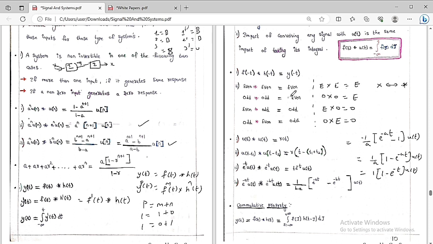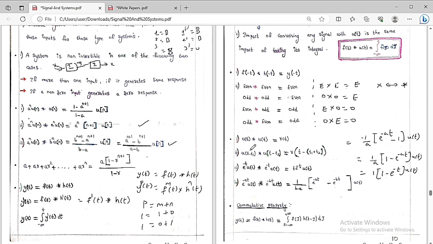Convolution or the multiplication of two odd signals is an even signal. And the convolution of even and odd, or odd and even, is always odd. So finally, I can say the convolution of two even signals is always even. The convolution of two odd signals is always even. And the convolution of an even signal with an odd signal, or an odd signal with an even signal, is always odd. So this point you always have to keep in mind.